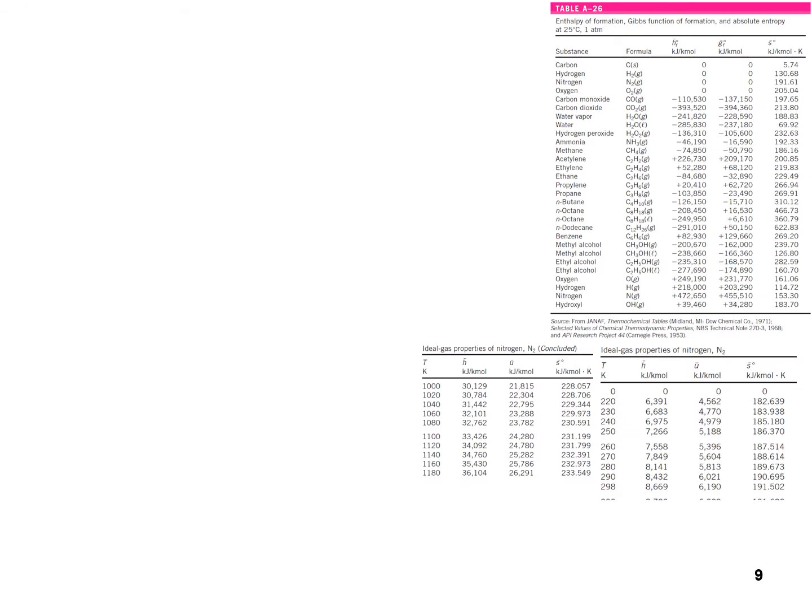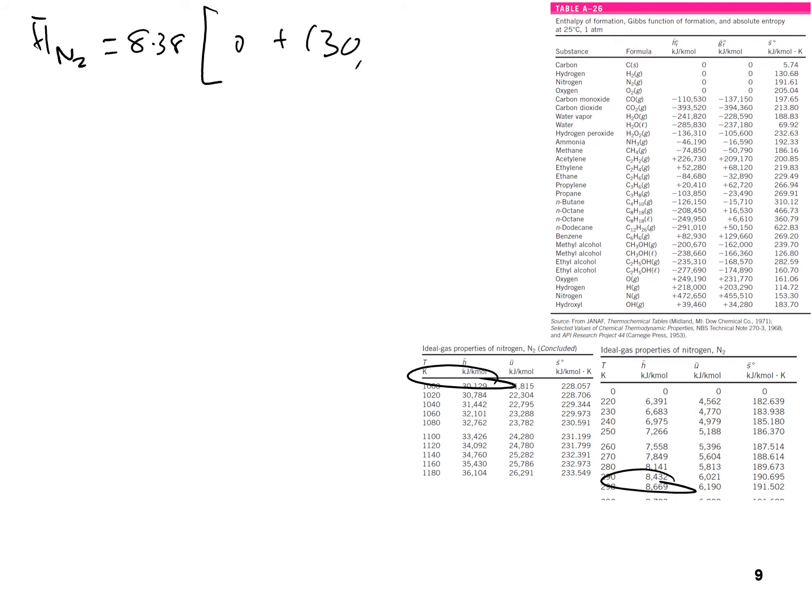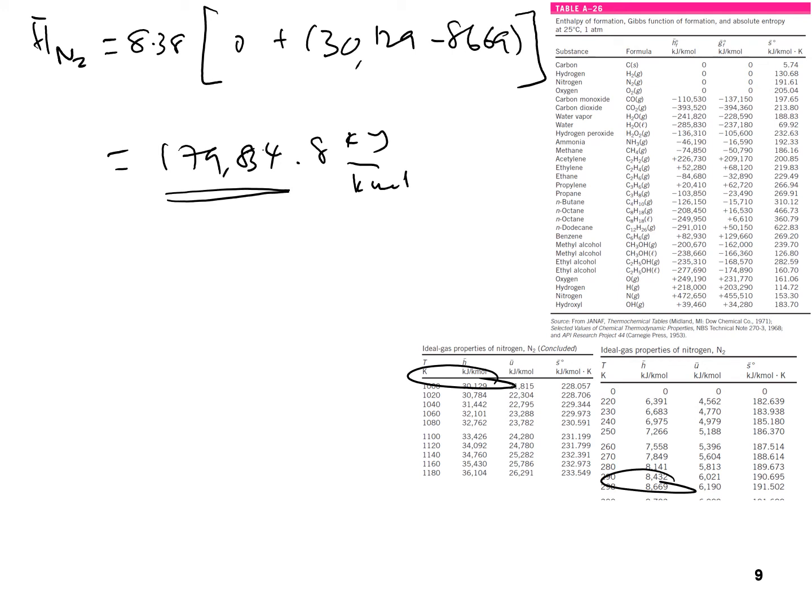And then the enthalpy for N2, which is 8.38 times the enthalpy of formation, 0, plus 30129 minus 8669. That is positive 179,834.8 kilojoule per kilomol.